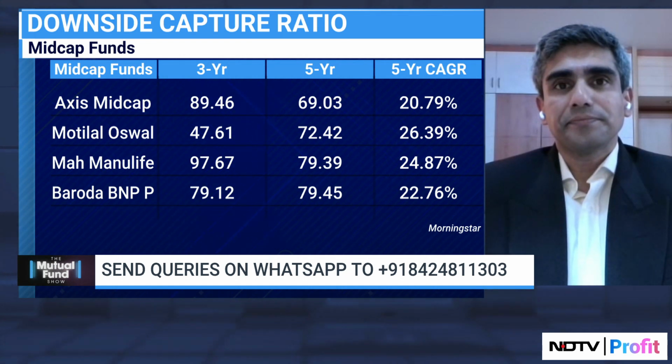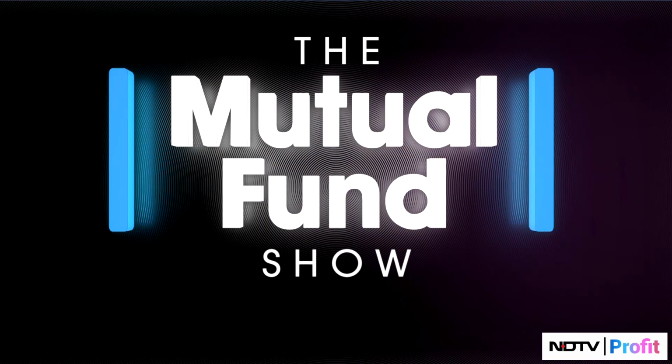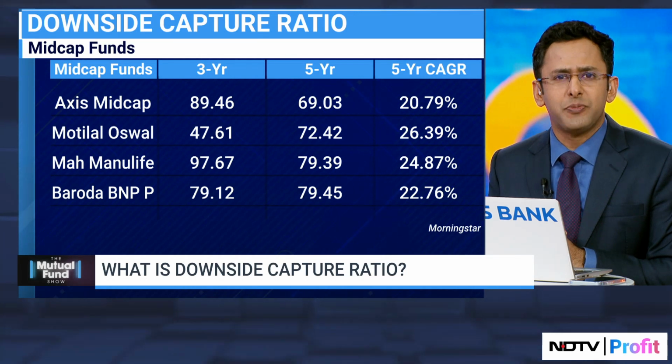One last point on the mid-cap category before we move to small cap is Motilal Oswal's mid-cap strategy. They've achieved a 5-year CAGR of 26.39, which handily beats both the benchmark and the category. Is there anything that stands out in their management as opposed to their peers?